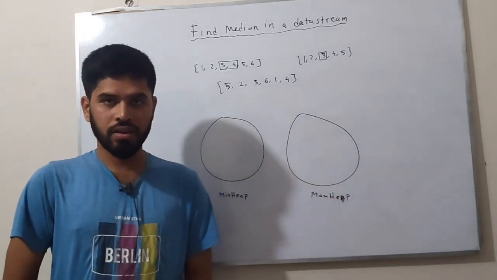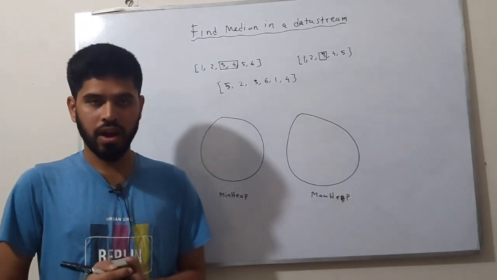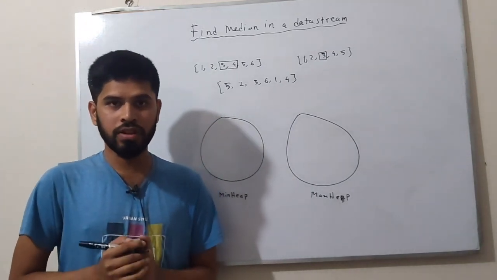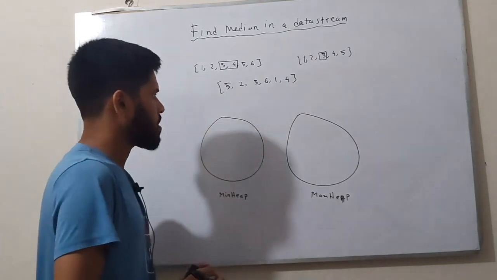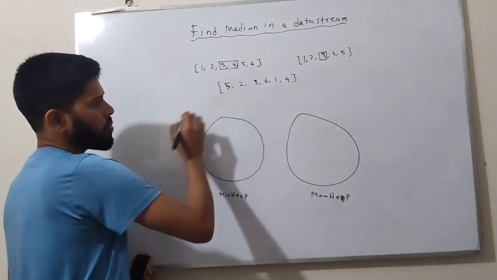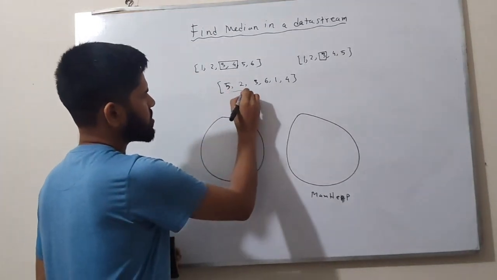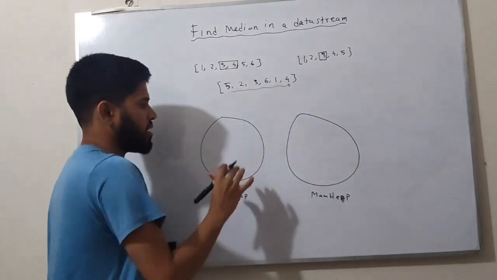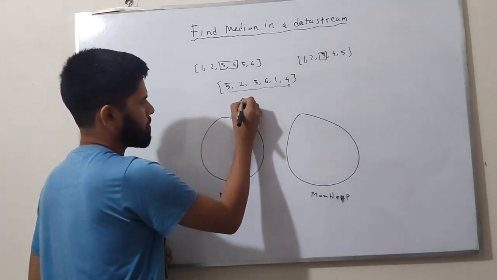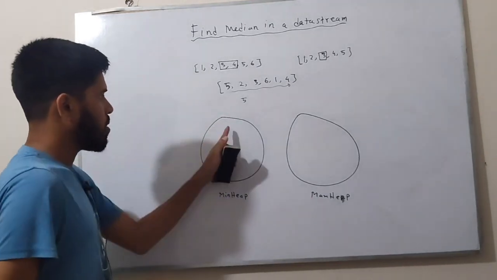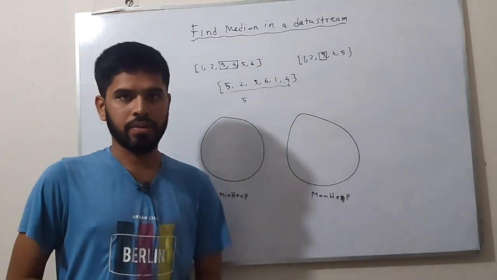This is going to be a little bit tricky. I would say please pay your full attention to this video right now. Now what we are going to do, since this is our stream, in our stream first we have the number 5. So first our number 5.